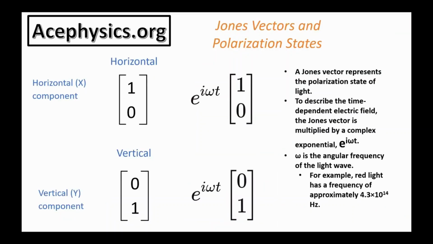Jones vectors describe the polarization state of light. For horizontally polarized light, the electric field oscillates entirely in the horizontal direction. This is its Jones vector, given by 1, 0, meaning it has a horizontal component of 1 and no vertical component. For vertically polarized light, the electric field oscillates along the vertical direction, with a Jones vector of 0, 1, indicating no horizontal component. The entries of the Jones vectors are complex numbers, but only the real part corresponds to the observable electric field. I'll illustrate this shortly with an animation. After all, if a picture is worth 1,000 words, an animation is worth 100 pictures.